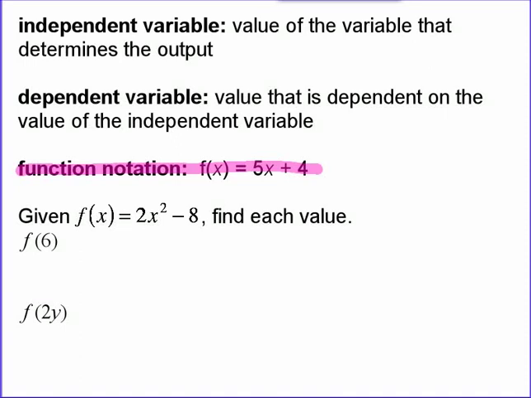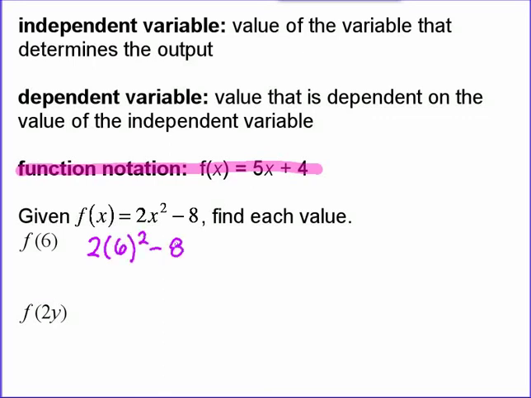Okay, so now function notation. If I look at this, okay, the independent variable is x. The dependent variable is f of x because f of x depends on x's value. And so in this case, it says given f of x equals 2x squared minus 8, find each value. So does anybody know what we're going to do here? Plug in 6 where? X. Yep, we're going to plug in 6 for x.